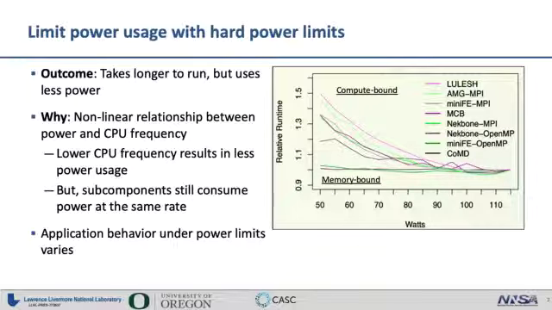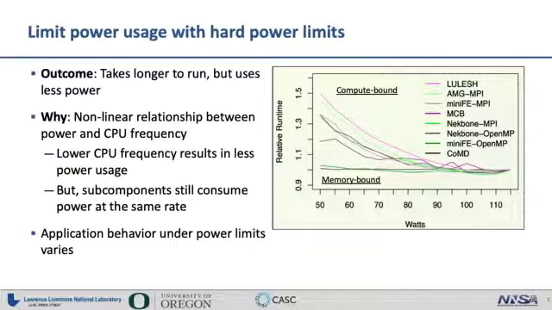This is because there's a nonlinear relationship between power and the CPU frequency. So as you lower the power limit, you're effectively lowering or limiting the CPU frequency, but your subcomponents still consume power at the same rate. And depending on the application's instruction mix, its response to different power limits will vary.